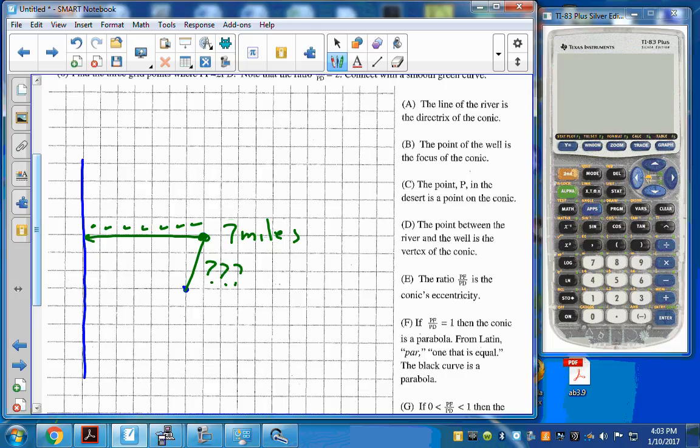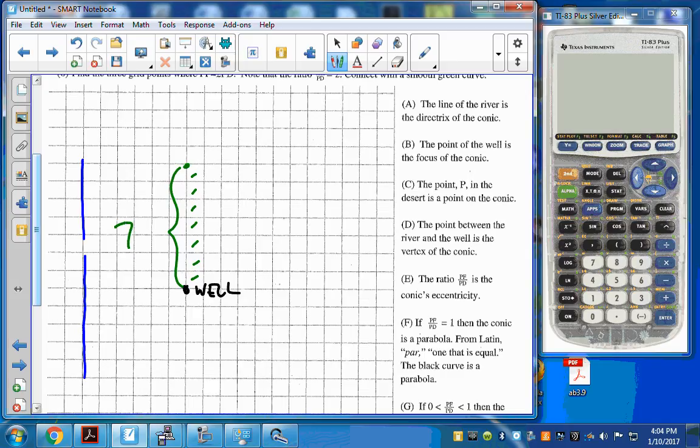If the point is directly north, south, east, or west of the well, then the distance is easy. You can simply count boxes. So if this is our well, and we have a point directly north of it up here, this is 1, 2, 3, 4, 5, 6, 7 miles. If the point is not directly north, south, east, or west of the well, you have to use the Pythagorean theorem to calculate the distance. So this short explanation is how to do that.